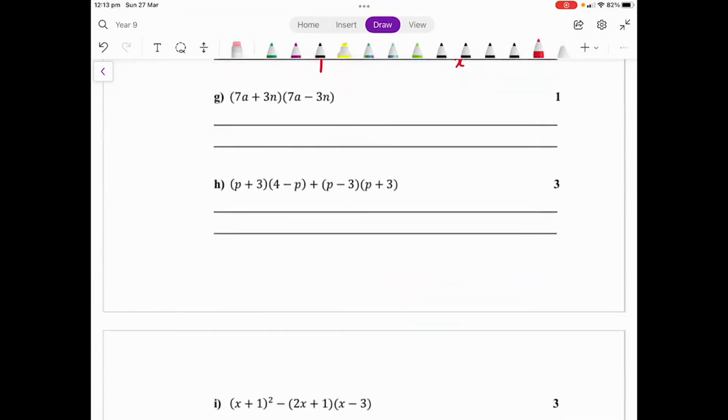Question G is a difference of two squares, so it's just the first term squared minus the second term squared.